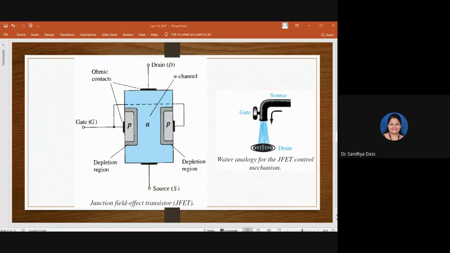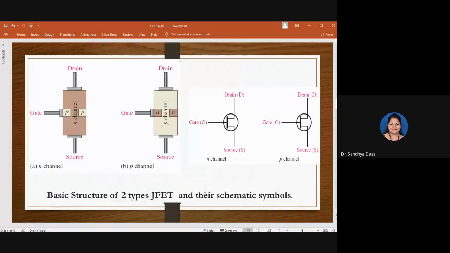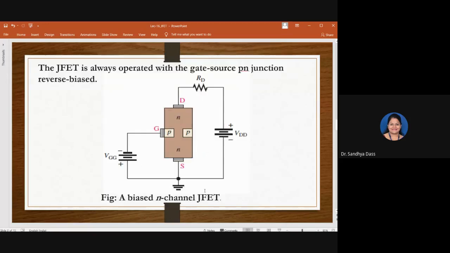Now today I will be uploading the textbooks. Please go through and read. Maybe you'll understand. And we'll further discuss the drain characteristics controlling VGS in the next class. Anything else? Any other doubt? Any other clarification?